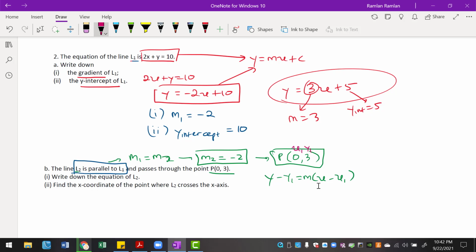So now we just need to substitute all of the numbers. We have y minus y1, which is 3, and then m is minus 2, and then x minus 0. This 3 comes from here, and the 0 comes from here.